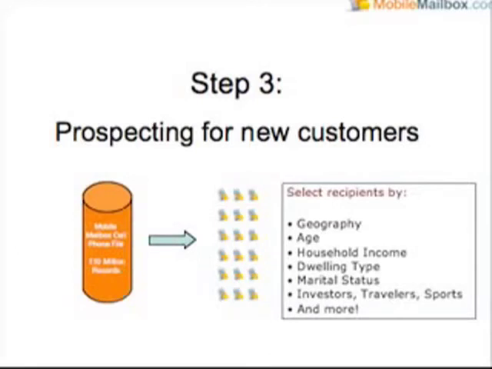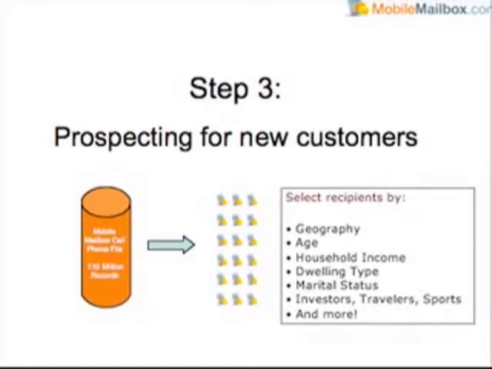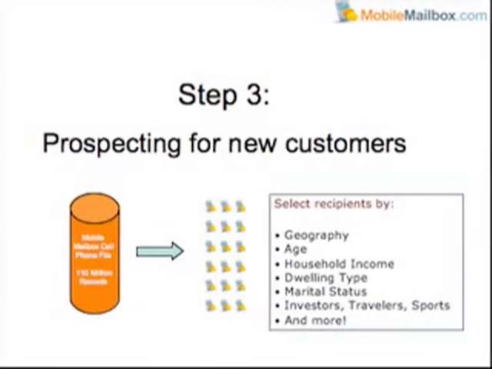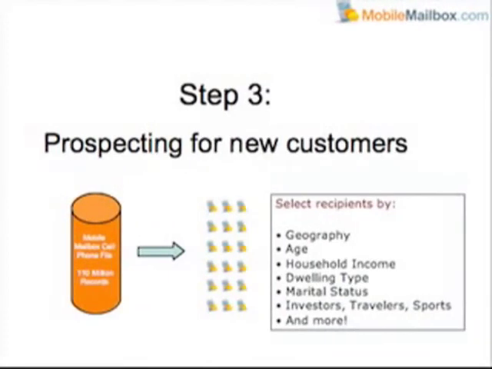And of course, step 3 is prospecting for new customers. As I said, we have 110 million records in that database, which can be used for doing some data mining. And there is selection criteria in the base. Certainly we have geography, because we have the full postal address, so we can target by city, state, zip. We can do radius swings.